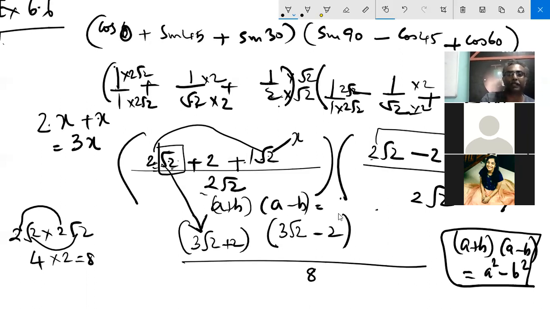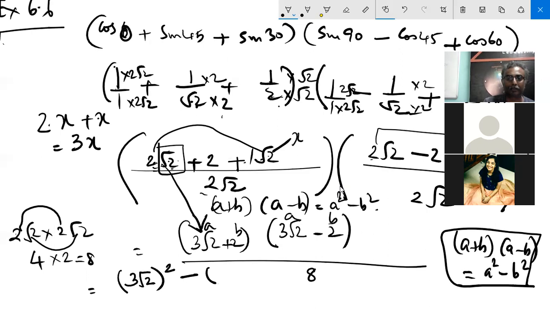Now, a plus b into a minus b is equal to, like we saw, a squared minus b squared. So what will be the top now? This is a, this is b, this is a, this is b. Now you tell. A squared minus b squared, what now? 3 root 2 is a. What should you do? 3 root 2, the whole square, minus 2, the whole square, divided by 8.